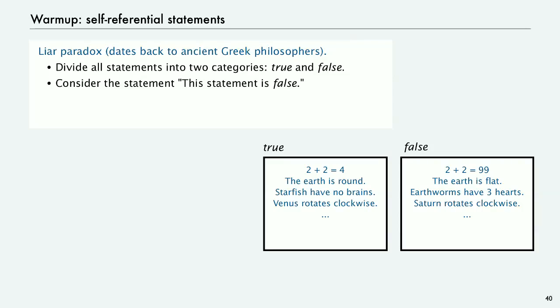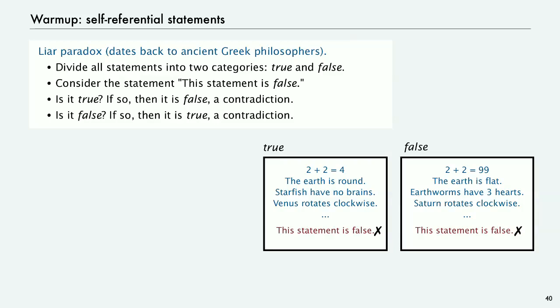But now consider the statement, this statement is false. Well, can we put it in the true category? No, because it says this statement is false. And if it's true, then it's false. That's a contradiction. Can we put it in the false category? No, because if we put it in the false category, it says this statement is false and it's in the false category, so that's true. That's a contradiction.